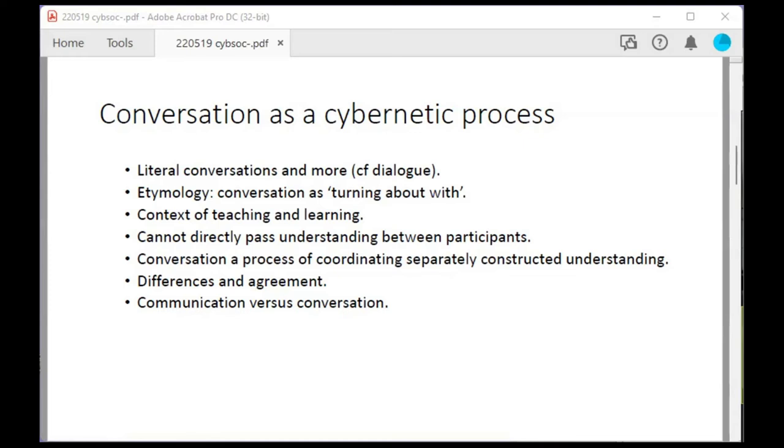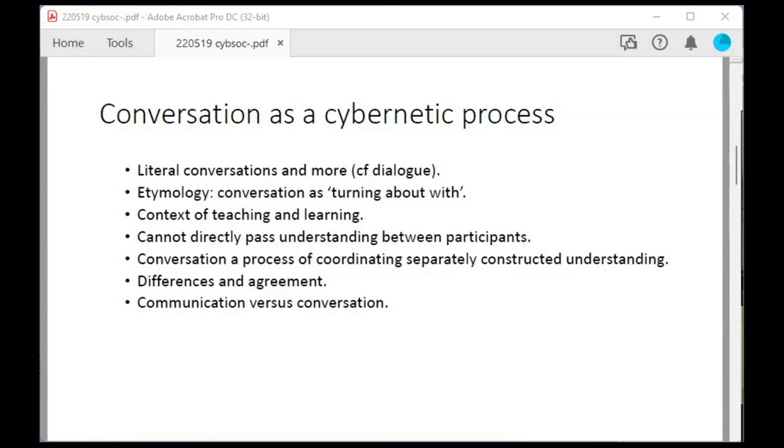In cybernetics, conversation arises in the context of teaching and learning, in the work of Gordon Pask and colleagues. It's about thinking about how to structure, so it's a very educational perspective initially. It's about learning, it's about how to structure courses. And it's based on the premise that you cannot simply transfer understanding. So it sets itself against an information transmittal model of education, where you have a lecturer and they explain something and you receive it.